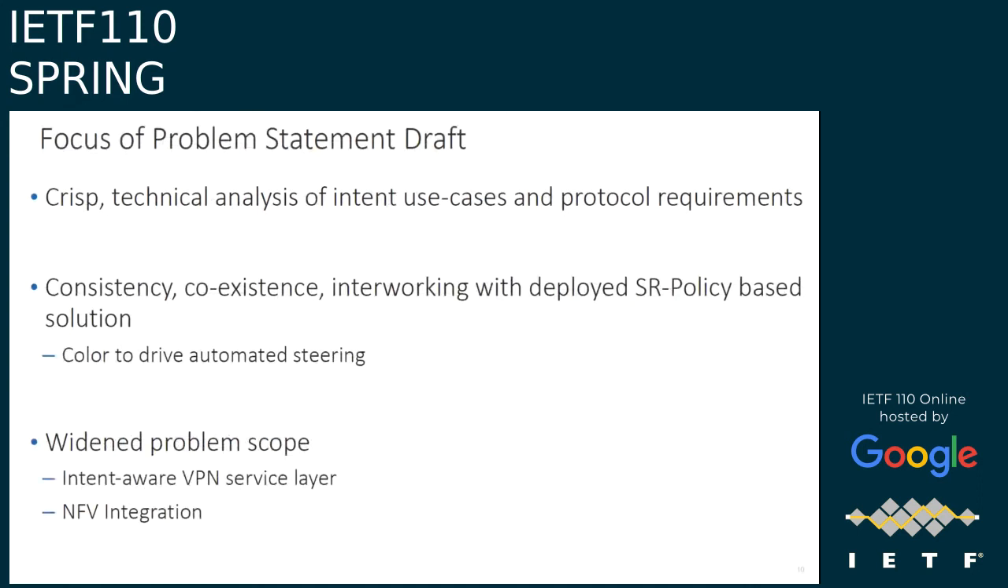The focus of this problem statement draft has been to have a concise technical analysis of the use cases and deployment constraints, and then enumerate the resulting protocol and design requirements. Some key ones to call out: of course, consistency with the deployed SR policy-based solution, as well as coexistence and interworking. A key here is the use of color to drive automated steering. We also extend the problem space. Intent-aware paths need to be supported in the VPN service layer as well, and needs to take into account NFV service chain integration. Next slide, please.